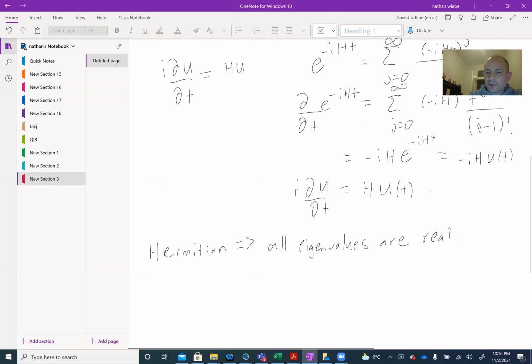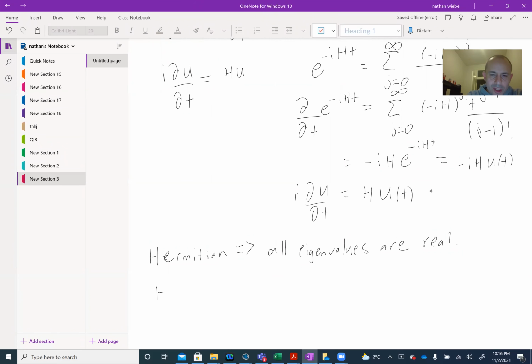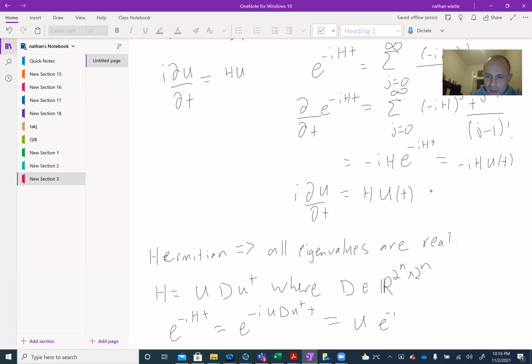So if all eigenvalues are real, then H can be written in the form U D U dagger, where D is now in our real 2 to the n by 2 to the n. And so we have, therefore, that e to the negative i H t is equal to e to the negative i U D U dagger t, which is equal to U e to the negative i D t U dagger.